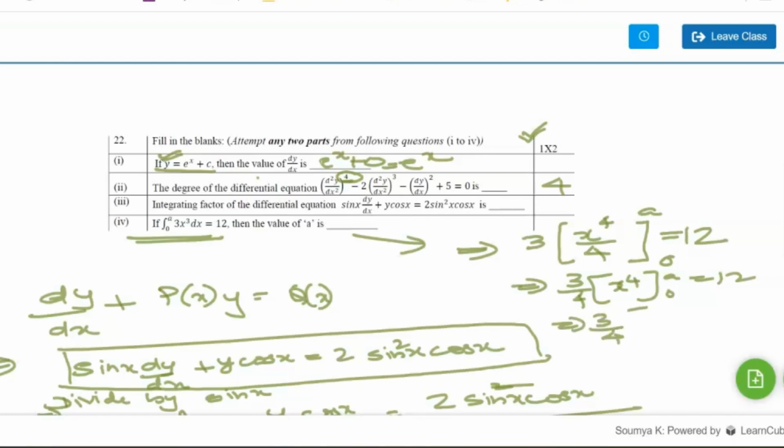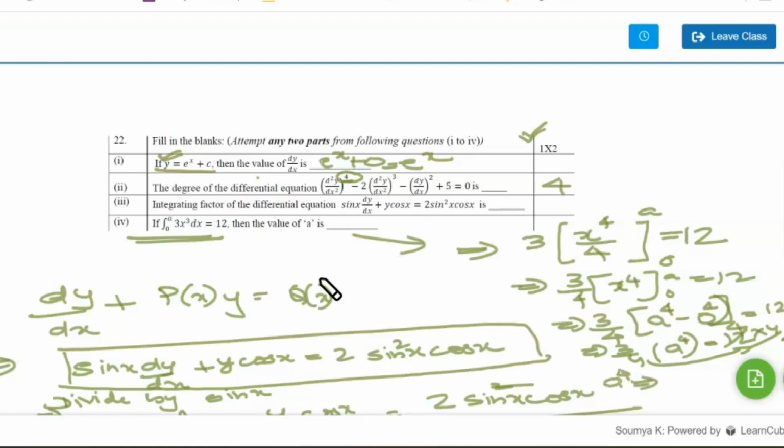Now 3 by 4 will be here itself. Applying the limits, a raised to 4 minus 0 raised to 4 is equal to 12, which will give you the result as 3 by 4 of a raised to 4 equal to 12. So this 4 will go to the other side and it will get divided by 3. In that case, 3 ones are 3, 4 threes are 12, so a raised to 4 will give you the result as 16. Now you have to take the fourth root of your given number, that is 16.